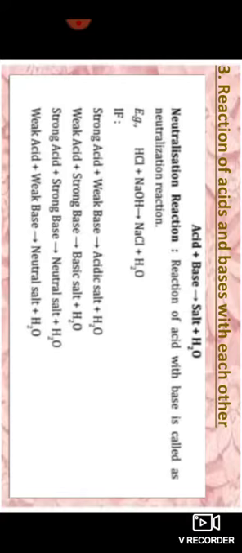When a strong acid reacts with a weak base, an acidic salt will form. When a weak acid reacts with a strong base, a basic salt will form along with water. When a strong acid reacts with a strong base, and in the same way when a weak acid reacts with a weak base, a neutral or normal salt will form along with water.